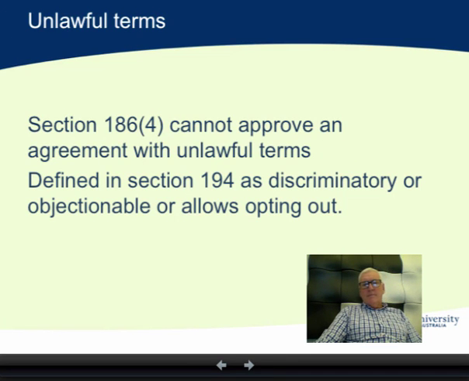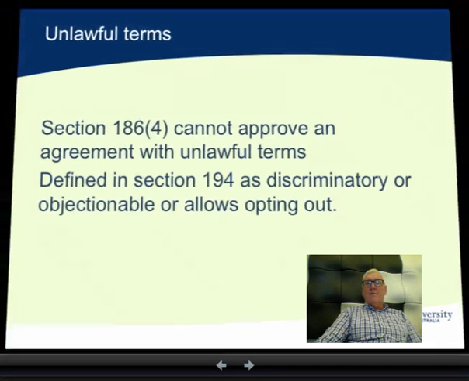Now, a couple of things that are a little trickier. Unlawful terms for a start. Section 186.4 says that the Fair Work Commission can't approve an agreement with unlawful terms in it, and that's defined in Section 194 of the Fair Work Act as meaning discriminatory terms or objectionable terms. And it also says any term that allows parties to opt out. Those sorts of terms are unlawful terms.